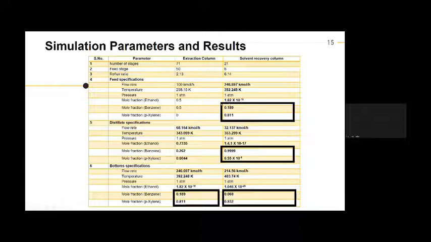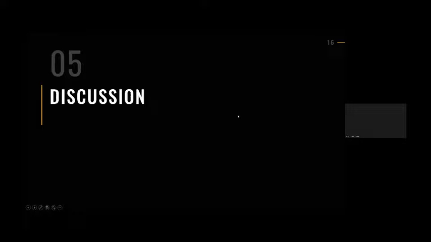For the extractive distillation column, we have, oh, sorry about that.